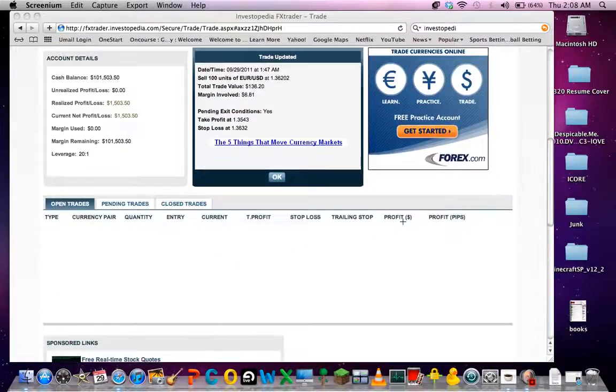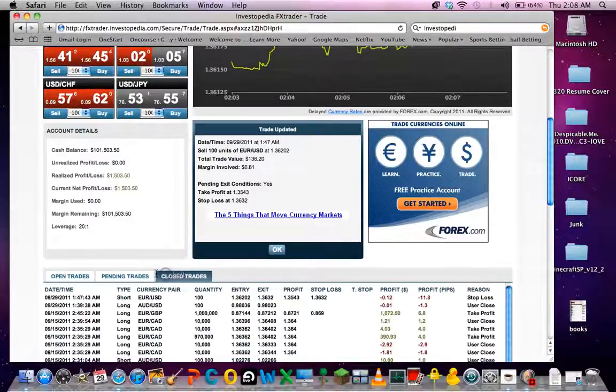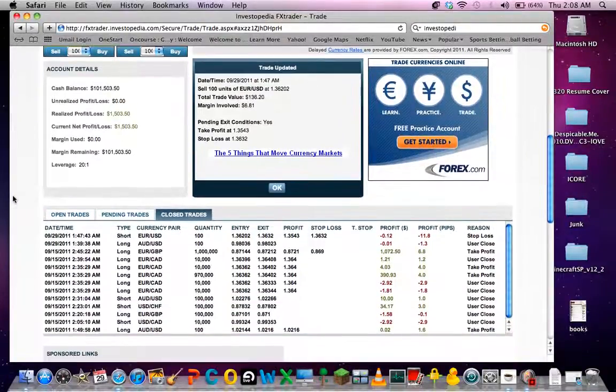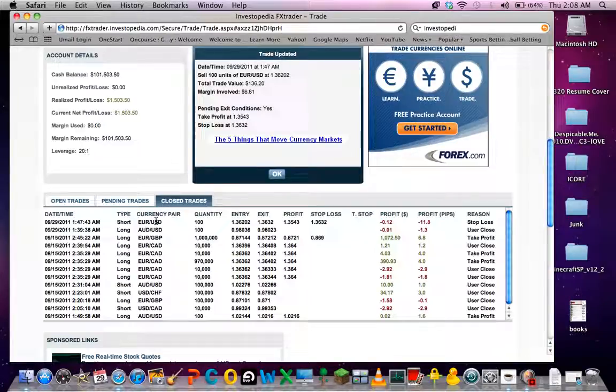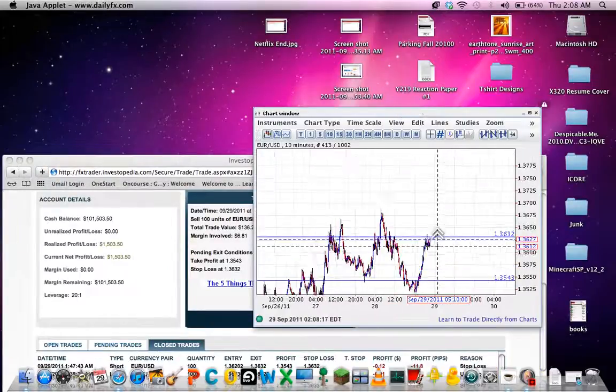Oh, it hit something. So obviously let's see if you go to close trades. So it either hit our stop loss or it hit our take profit. So it looks like it hit our stop loss. So it started to trend up. Let's look at our bigger graph here. Yep, see, it's trended up a little bit.